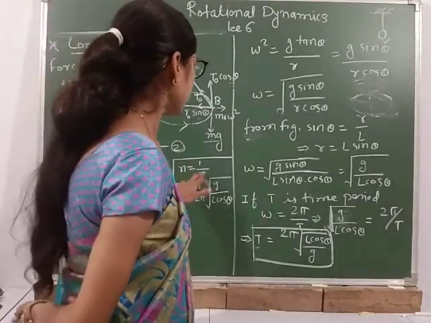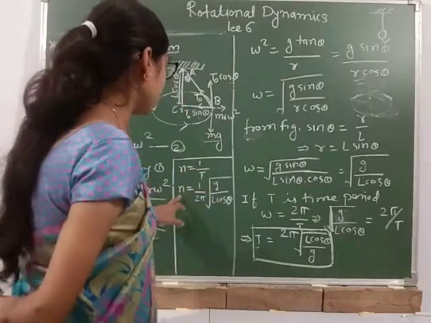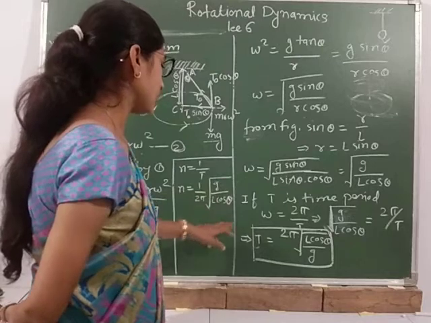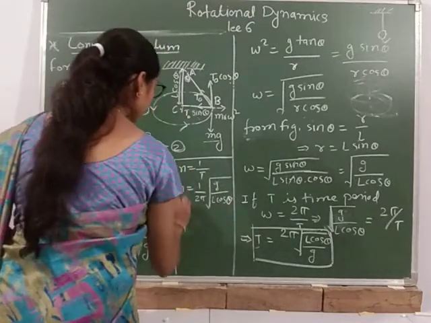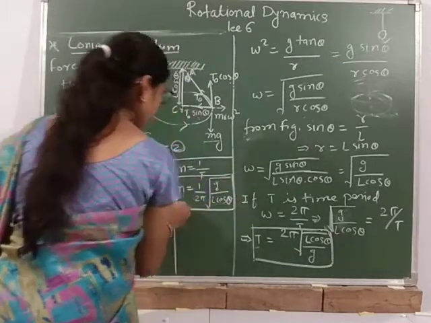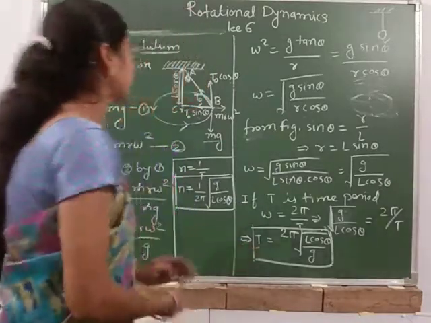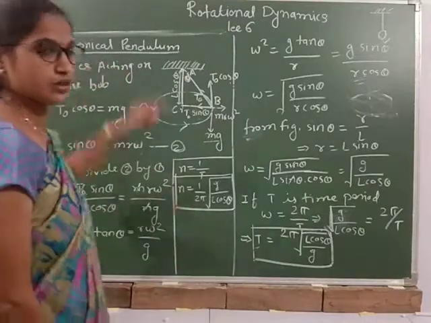Now from this expression we can calculate the frequency. Frequency is the reciprocal of the time period. Then n is equal to 1 upon 2 pi under root of g upon L cos theta, and this is the expression for frequency, and the earlier one is the expression for time period. And in this way your conical pendulum is done.